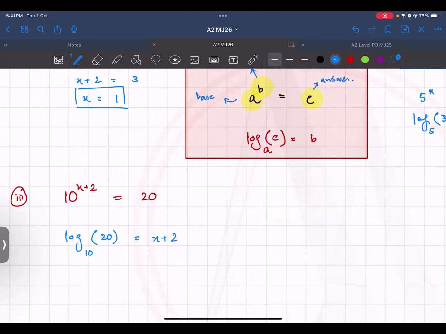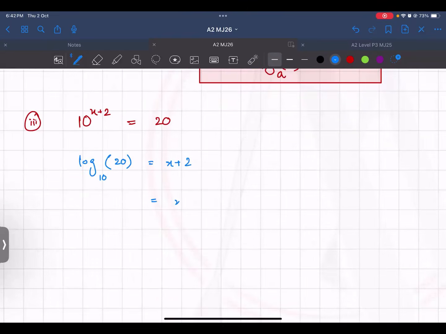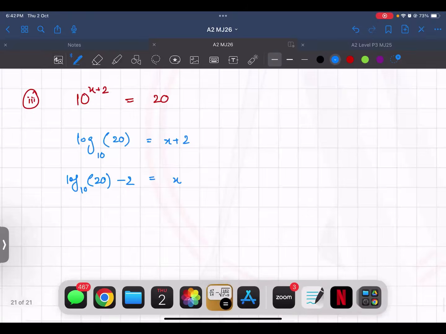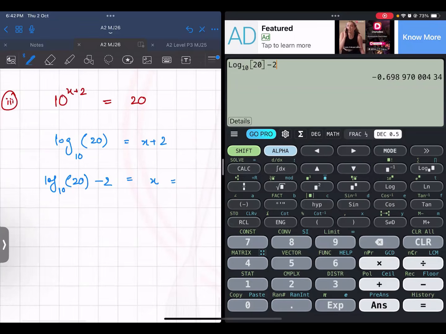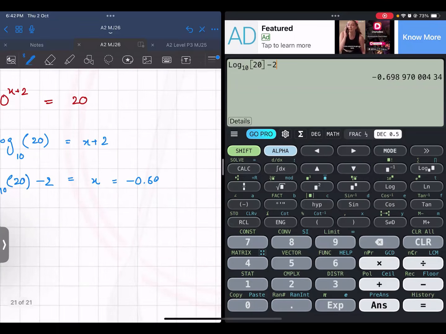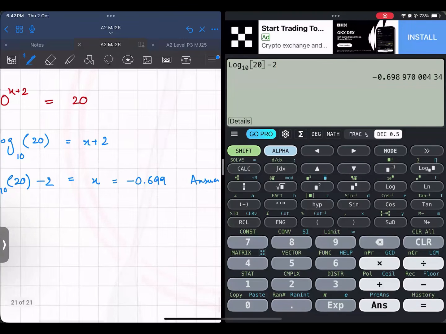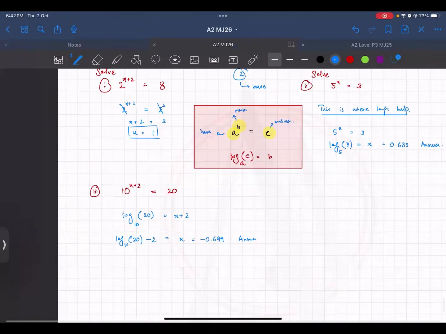So x plus 2. And now to find the value of x, the 2 would go over there and subtract. So log 10, 20 minus 2, and that would give you the answer. Log 10, 20 minus 2. So negative 0.699. This is your answer. Any questions till now?